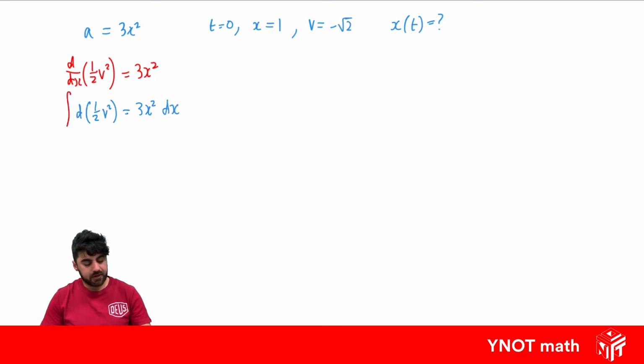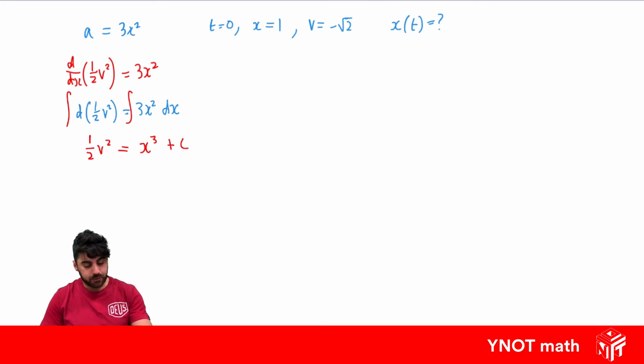And now we can go ahead and integrate both sides. And the integral of d of a half v squared is just going to be a half v squared. And the integral of 3x squared, we're just going to add 1 to the power and divide by the new power to give us x cubed. We get plus a constant. And now we can go ahead and find the value of that constant using our initial conditions.